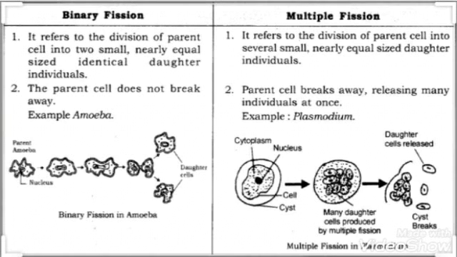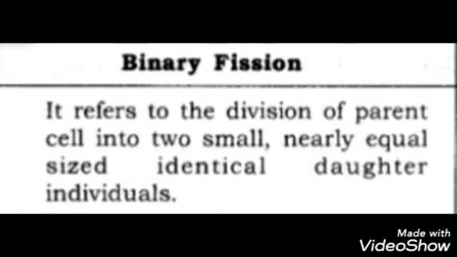Now, based on the number of cells formed after division, we can classify fission into two types: binary fission and multiple fission. Let us first study binary fission. In binary fission, two individuals are formed from a single parent.